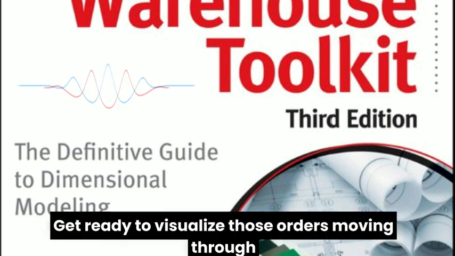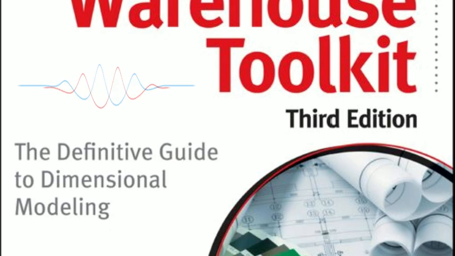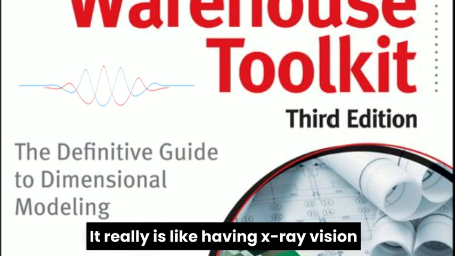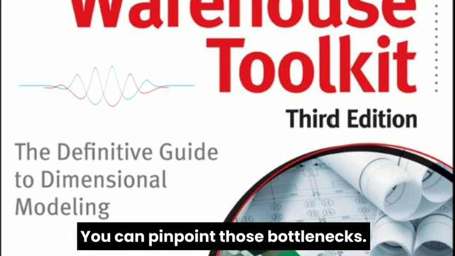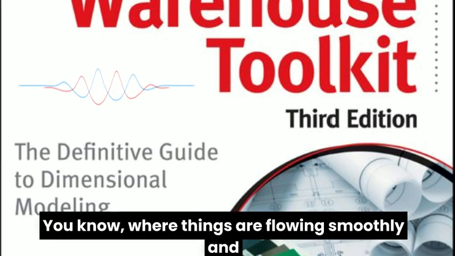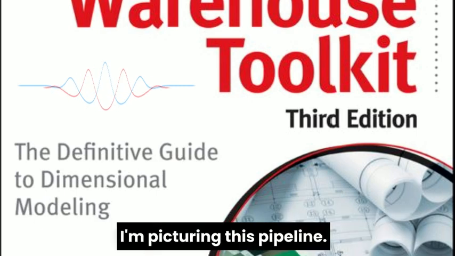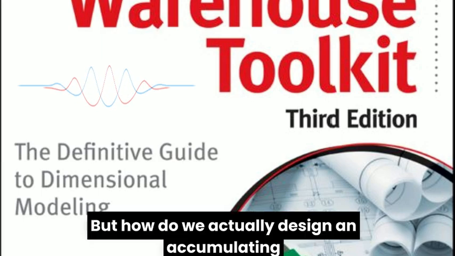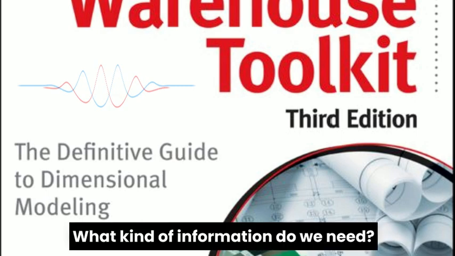It is. Get ready to visualize those orders moving through the system like clockwork. Like a well-oiled machine. Exactly. Yeah, it really is like having X-ray vision into your order fulfillment process. Right. You can pinpoint those bottlenecks. Right. You know, where things are flowing smoothly and where things are getting stuck. Okay, I'm picturing this pipeline. All right. But how do we actually design an accumulating snapshot fact table to capture all of this? What kind of information do we need?